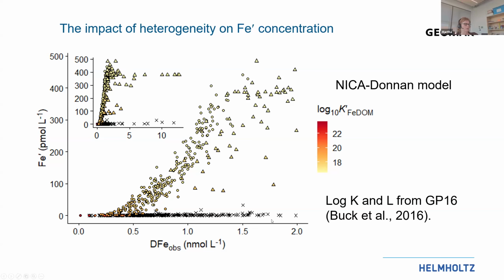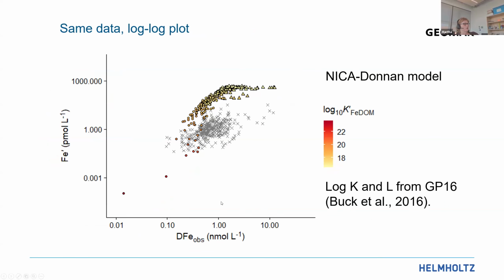And we can see there's a huge contrast between the two data sets. The non-heterogeneous predictions for iron prime are much, much lower than when we incorporate heterogeneity. And importantly, Fe prime never reaches saturation state if you don't include heterogeneity in your model. We can check that if we plot things on a log-log plot. This is the same data, just a log-log plot, so that you get a little bit more of an impression of the difference between the heterogeneous data, the Nicodon model data, and this log K ligand data.